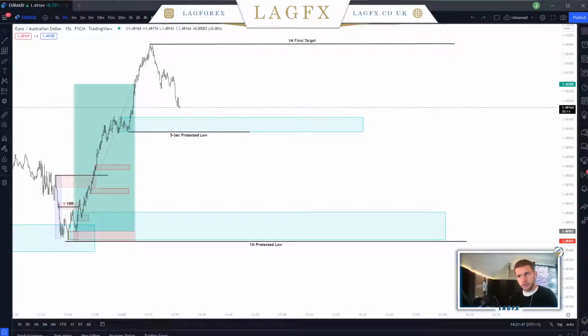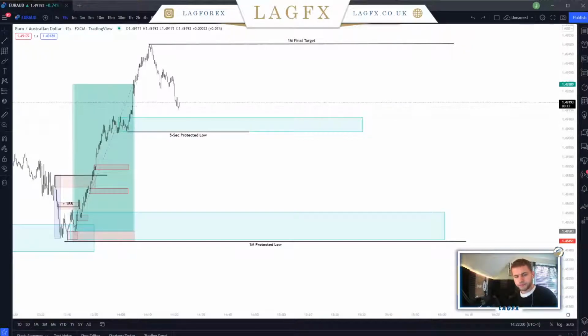Looking on the screen, it seems like price did reverse the way that I thought. We are trading down, so that 1 minute final target is now relevant. We are now expecting price to exceed that at some point.